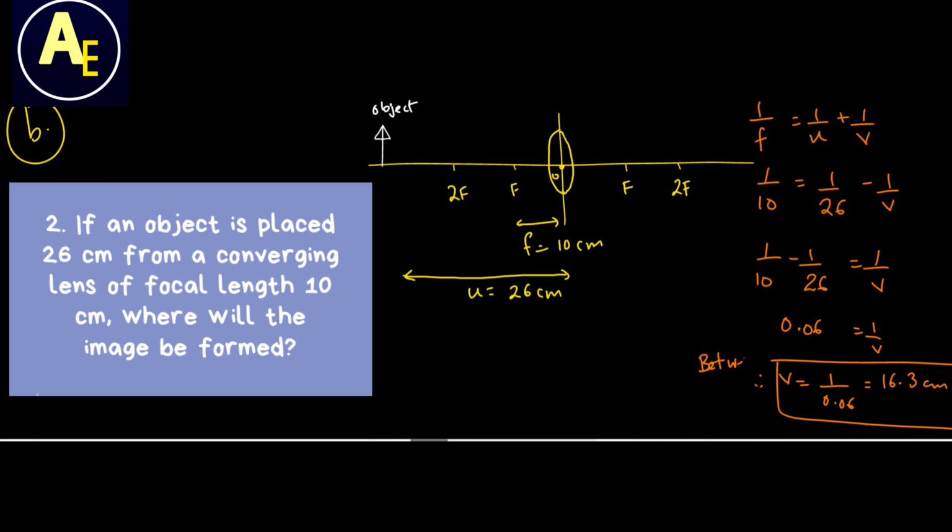By our calculation, we see that the image will be formed between 2f and f. In this case, 16.3 centimeters. On our graph paper, as with the previous diagram, we will get a scale diagram in terms of what our image looks like, whether it is inverted, enlarged, virtual or real, etc.